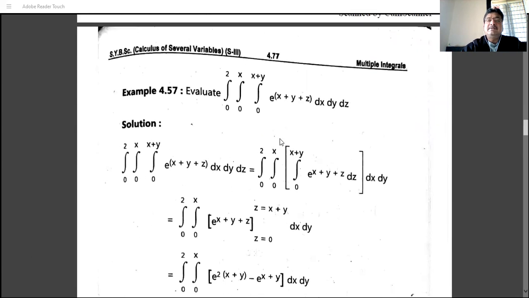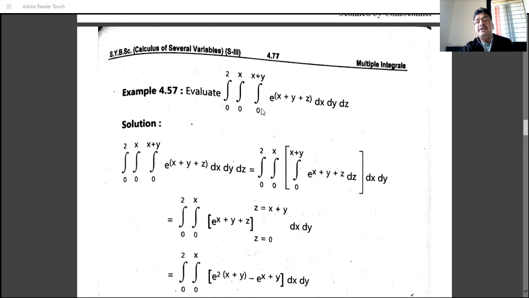So the next problem is the integration, 0 to 2, 0 to x, 0 to x plus y. So this is the limit in terms of x and y. This is the limit on z, and this is the limit on y, and this is the limit on x. Already this is the limit on z, which means this is the limit on y, and then this is the limit on x.